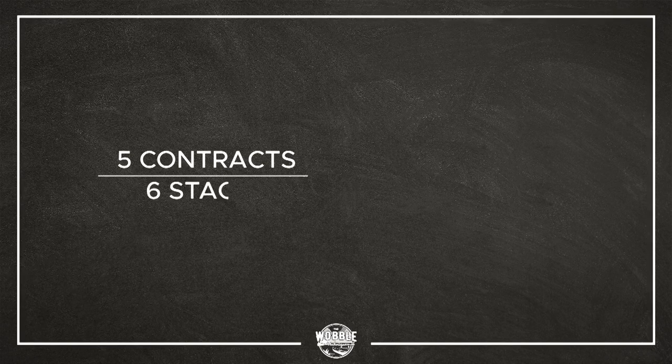So we're going to take that 5 contracts and divide that into 6 stacks. So 6 stacks, roughly that's about 0.8, 0.9. I don't know what the math is off the top of my head. We could calculate that real quick. We could go 5 divided by 6.